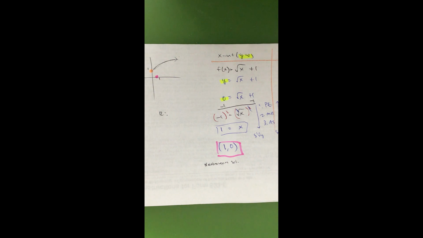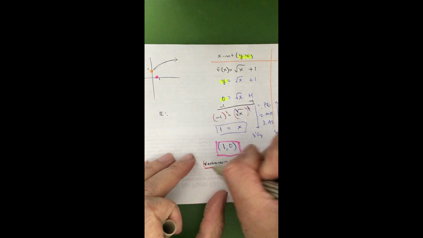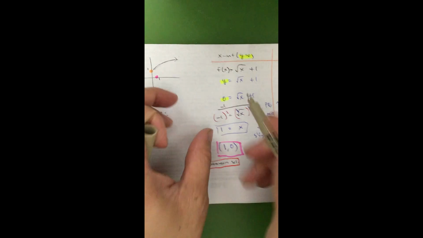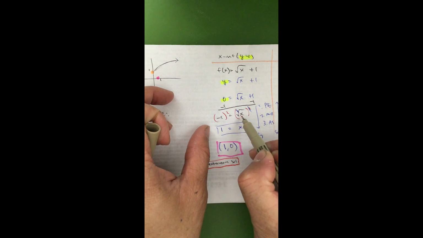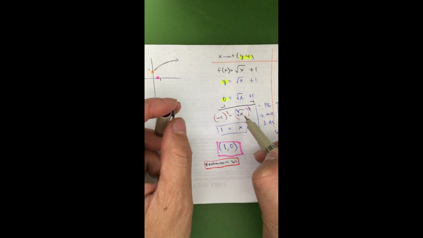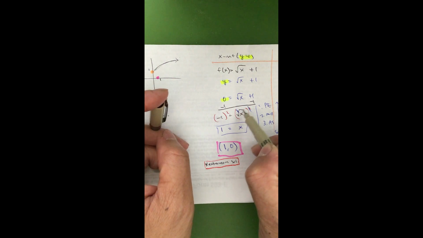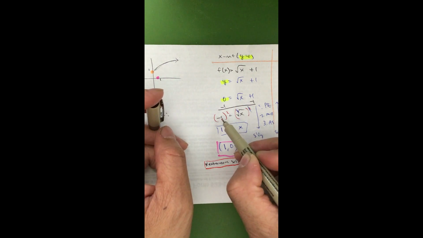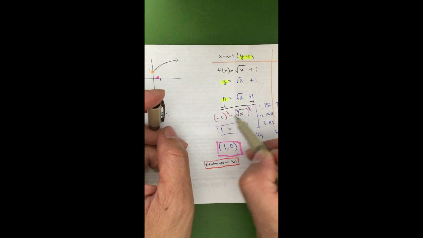And basically what an extraneous solution is... back here at negative 1 equals the square root of x. Can you think of two identical numbers so that the end product is equal to negative 1? Can you think of any number?